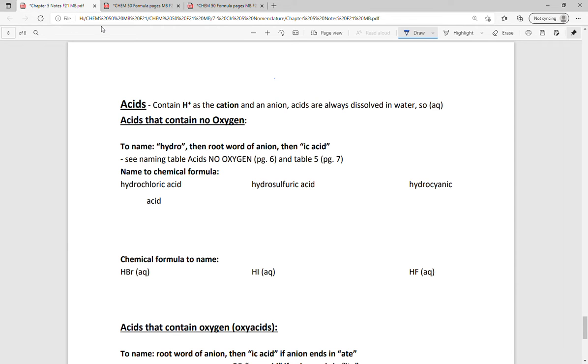So let's go back to these. Acids have hydrogen as the cation, and the anion is either a single anion or a polyatomic. Acids are always dissolved in water, and so after every formula, you will always write AQ. They don't display the properties of acid unless they are dissolved in water, they are a solution, so it's important that that AQ goes at the end. That's what it means: it's dissolved in water. It's an aqueous solution.